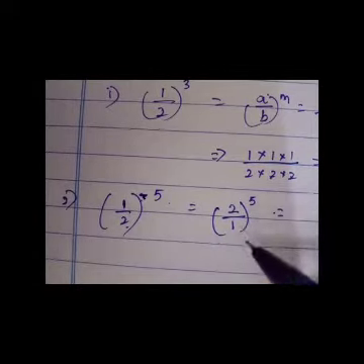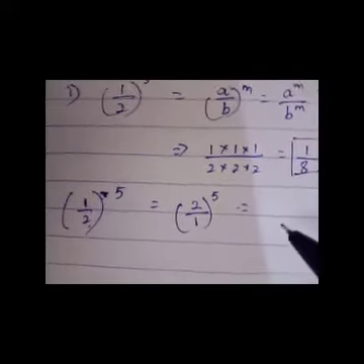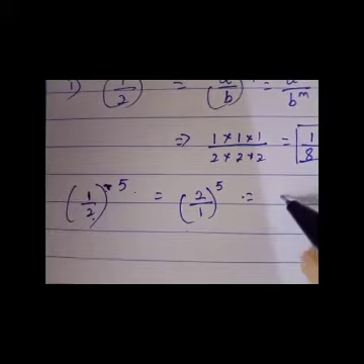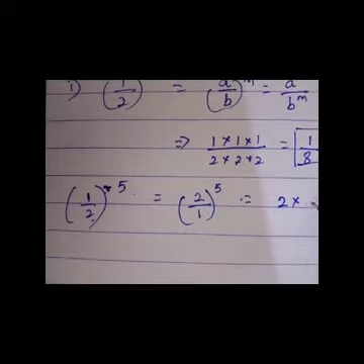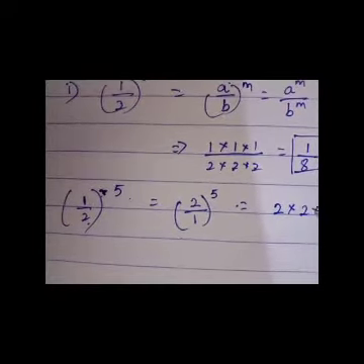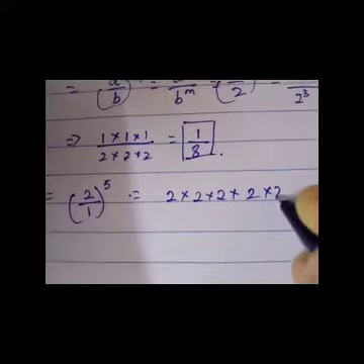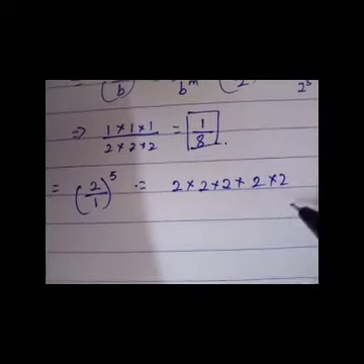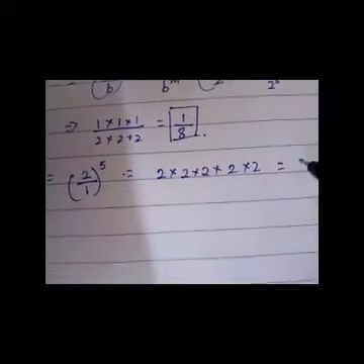Now you know very well in which rule it is, the power of the quotient rule. You have to multiply that base 5 times. 2 into 2 into 2 into 2 into 2. If you multiply 1, you can get 1 only. So, no need to multiply the 1.